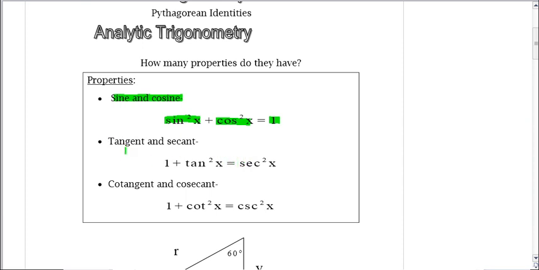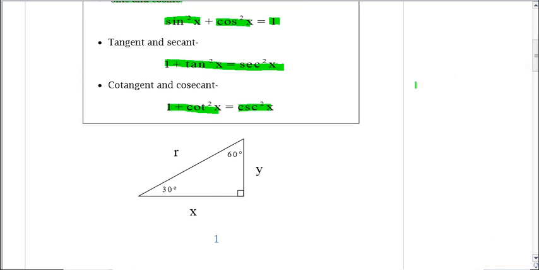The next one is tangent and secant. Basically, 1 plus tangent squared x is equal to secant squared x. And then the last one is dealing with cotangent and cosecant: 1 plus cotangent squared x is equal to cosecant squared x. Okay, so let's see how we get the first formula.